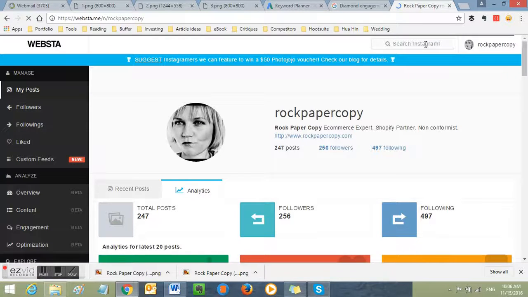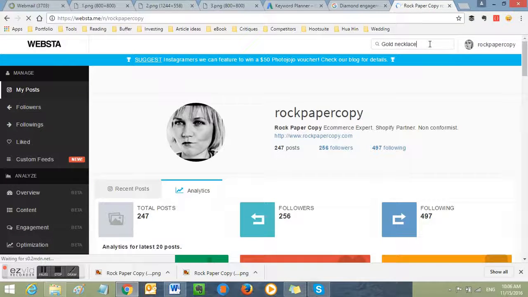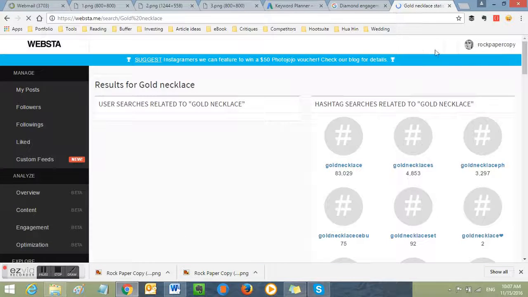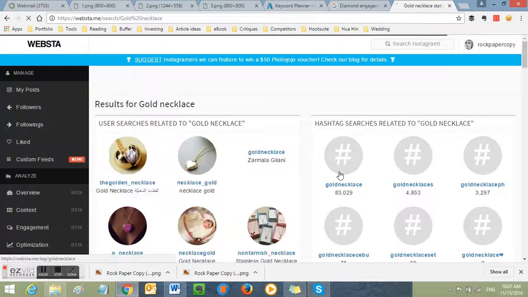My laptop is very slow. Okay, gold necklace. It has over 83,000 hashtags, active right now. The rest is lower, comparably not similar. Gold necklaces is much lower, so we're going to go with singular form.